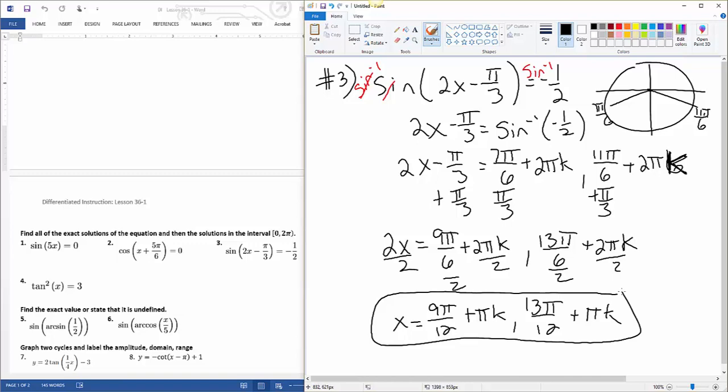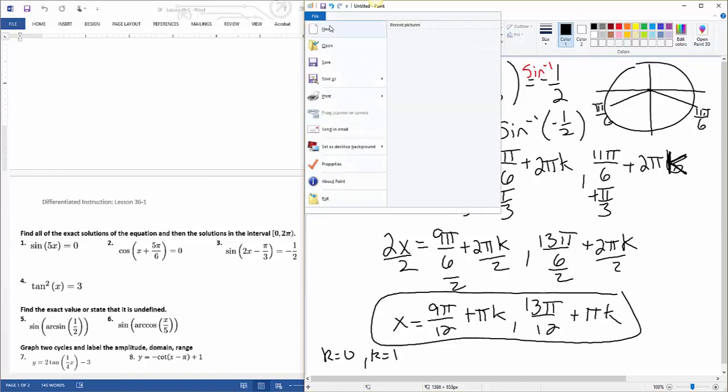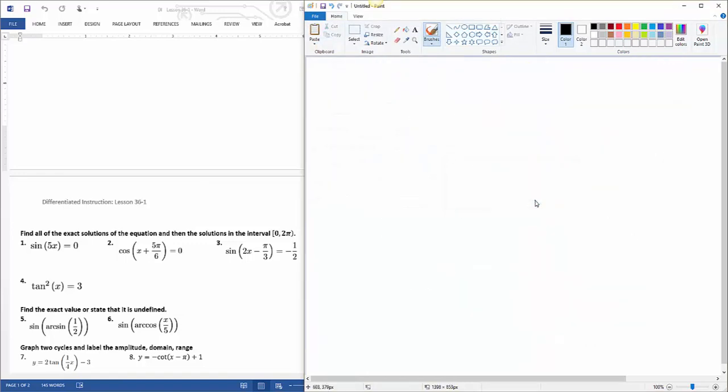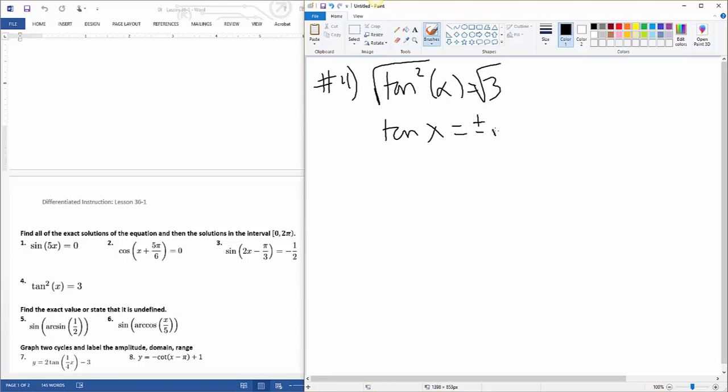And then now I've got to find all the values in the interval, and so k equals 0, k equals 1. You have to plug them all in until you find them. Now setting up for number 4, I have tangent squared x equals 3. So I have to take the square root to both sides, and you get tangent x equals plus or minus the square root of 3. Now I can take the tangent inverse to both sides.